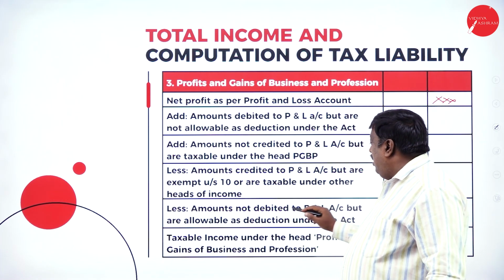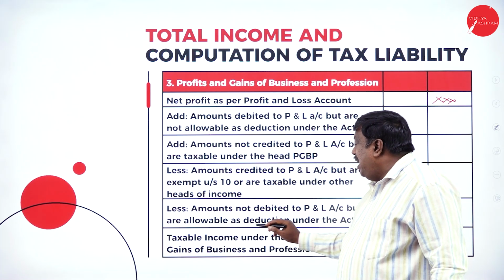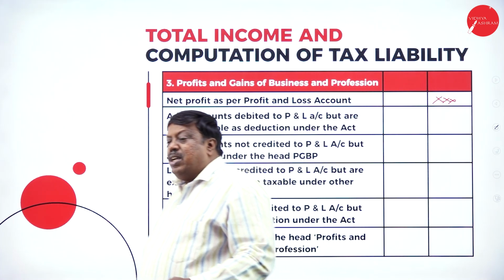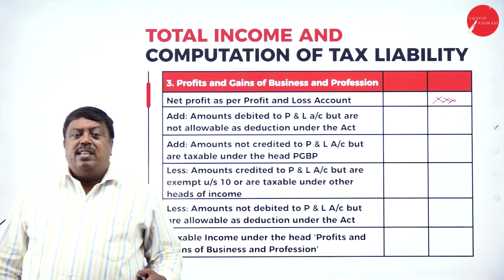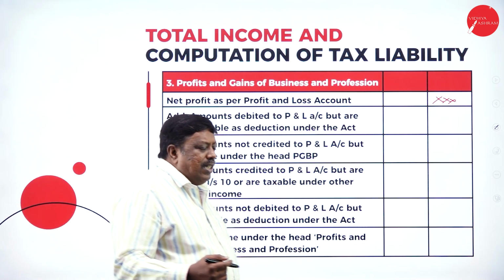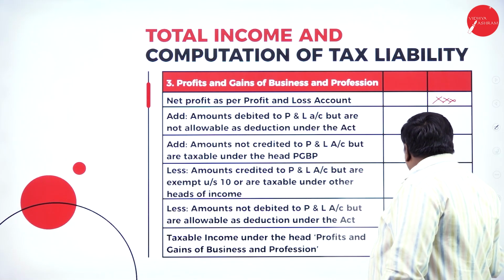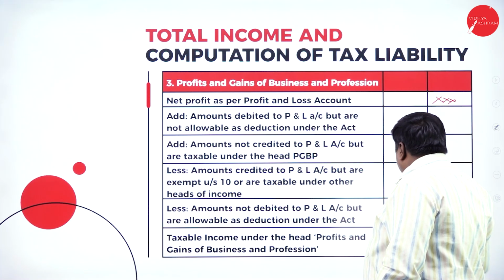And amounts not debited to the P&L account but are allowable as deduction under the Act. They are saying that when certain things are to be deducted as per the Act that you have not done, you just record them now. That should be deducted over here. The remaining part will be our taxable income from business.